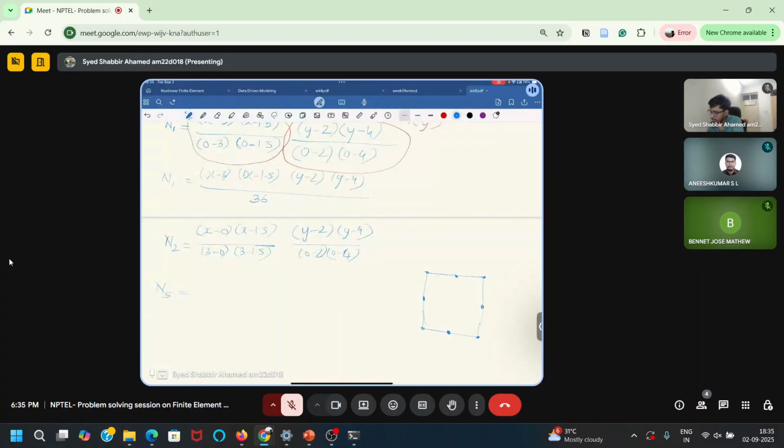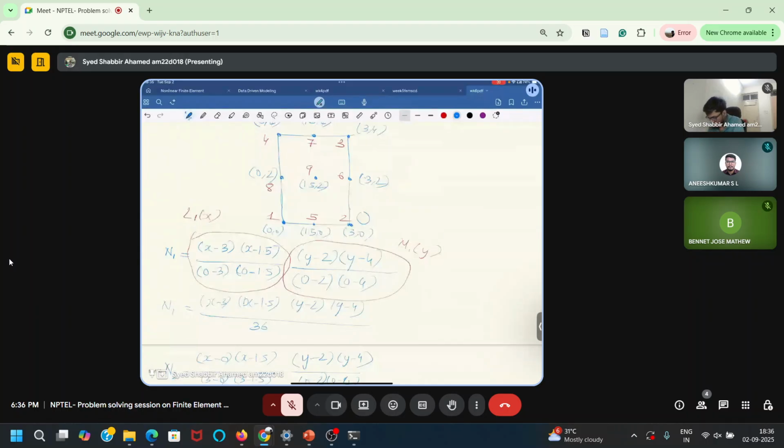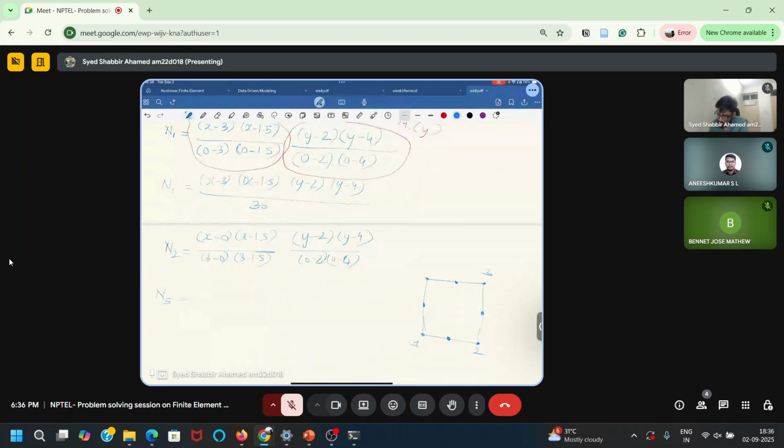This property has to be satisfied. This shape function n1 should be 1 at point 1, and at all the other nodes 2, 3, 4, 5, 6, 7, 8, 9, it should vanish. Like if you substitute x and y of other nodes, this shape function should vanish. That Kronecker delta property should be satisfied. Because you raised this, this is a very important point. Whenever we write shape functions, we have to do this cross check. If this property is satisfied, then it's fine. Otherwise, we have done some mistake.